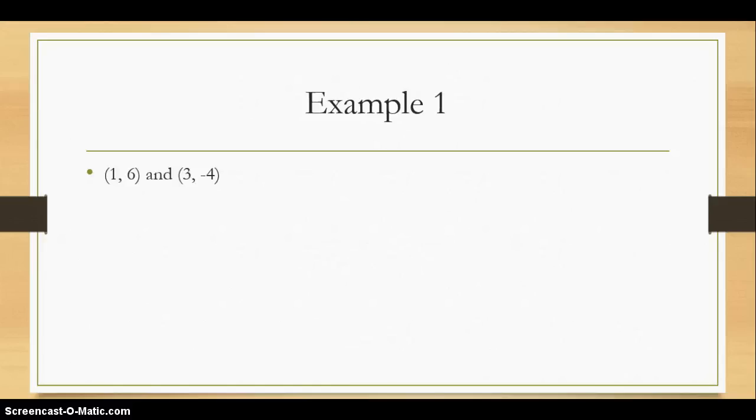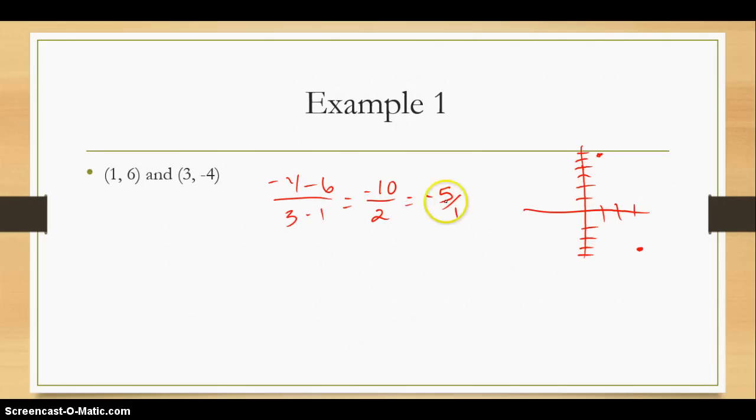We have (1, 6) and (3, negative 4). In my mind, I always like to think about it and look at it. So we know that point's there, and we know that (3, negative 4) is right here. So we know that we're going to have a negative slope. Okay, so if we plug this in, negative 4 minus 6 over 3 minus 1, negative 10 over 2, which equals negative 5 over 1. Okay, so we found our slope.